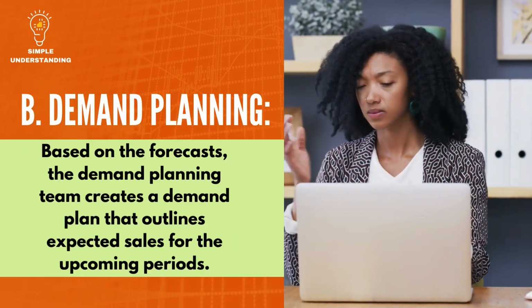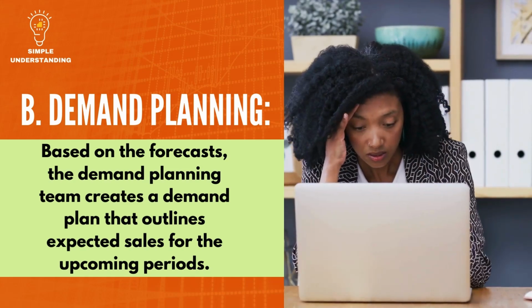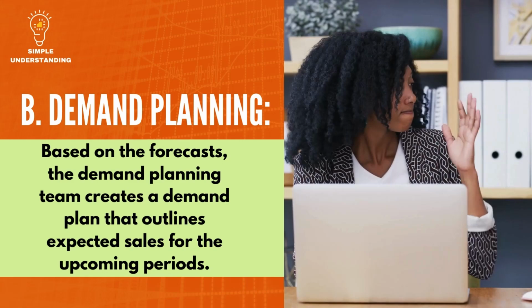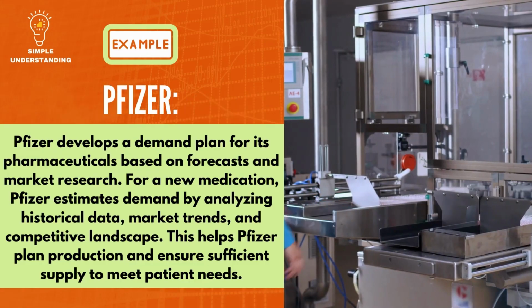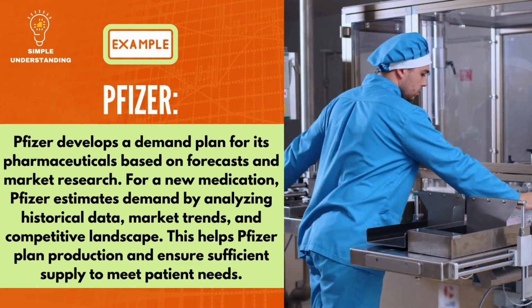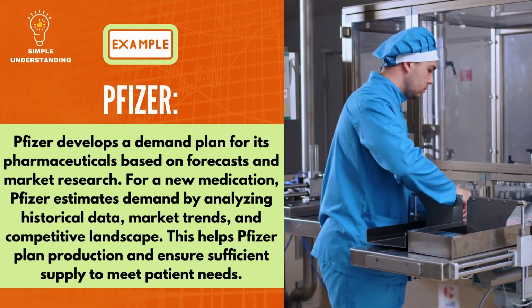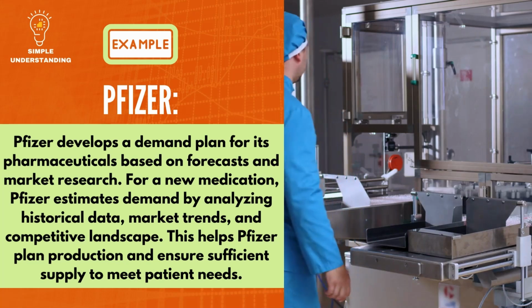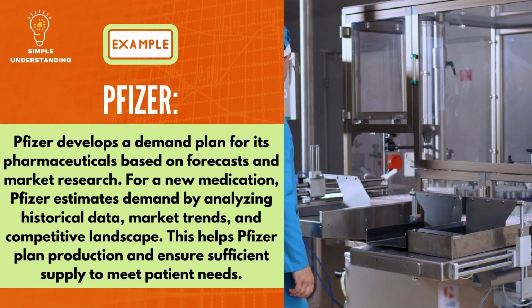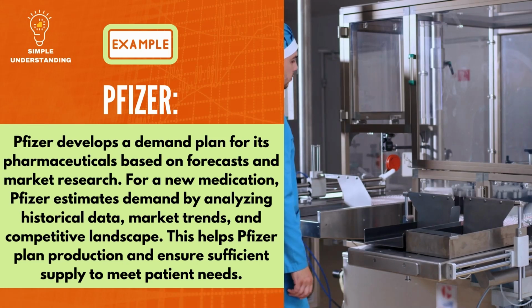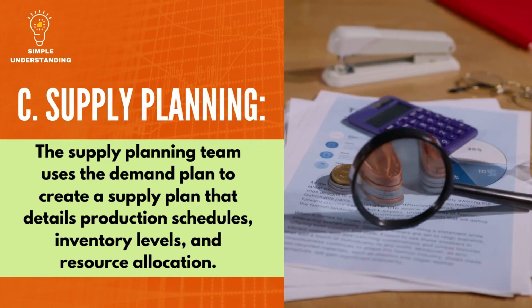B. Demand planning. Based on the forecasts, the demand planning team creates a demand plan that outlines expected sales for the upcoming periods. Example: Pfizer. Pfizer develops a demand plan for its pharmaceuticals based on forecasts and market research. For a new medication, Pfizer estimates demand by analyzing historical data, market trends, and competitive landscape. This helps Pfizer plan production and ensure sufficient supply to meet patient needs.